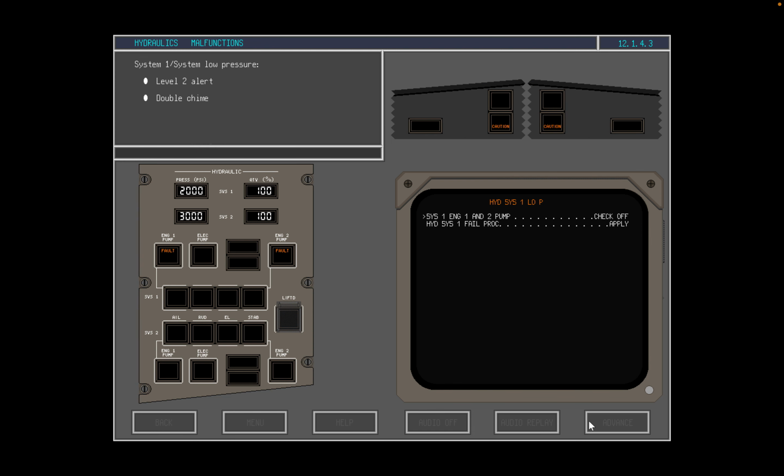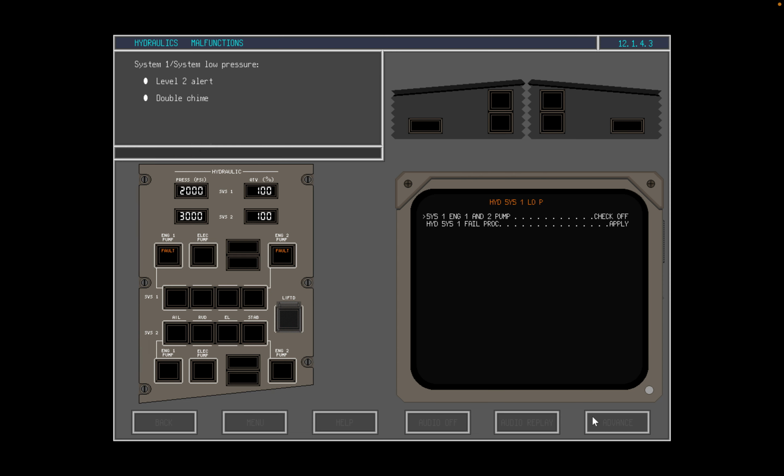Low pressure in hydraulic system 1 or 2 is a level 2 alert, causing the master caution lights to flash and a double chime to sound. Please cancel the level 2 alert before progressing. After cancelling the master caution lights, check the procedure displayed at the MFDU.